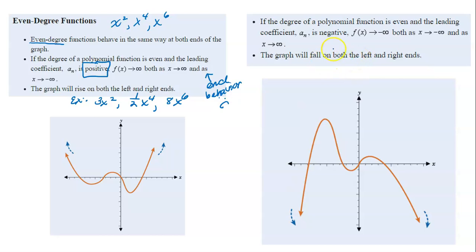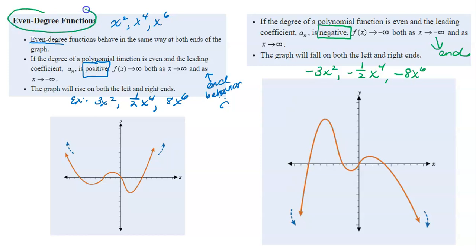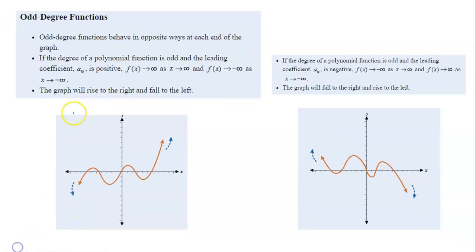Okay. If the leading term is negative, so that means negative 3x squared, negative 1/2 x to the 4th, negative 8x to the 6th, then this is the end behavior, and it will fall on both sides. Okay. So this is if it's an even degree function. The next page is if it's an odd degree function. Okay, so this is like x cubed, x to the 5th, x to the 7th.